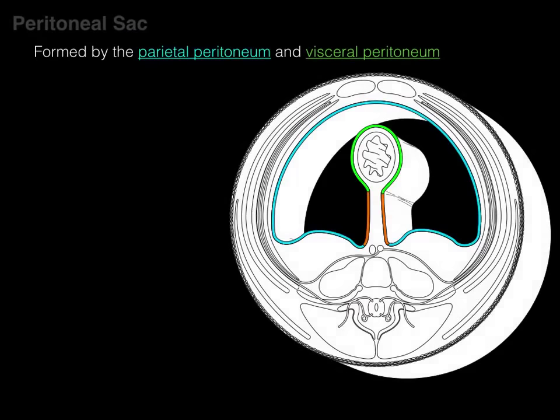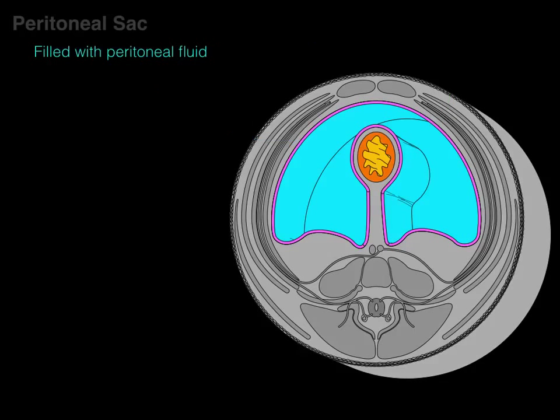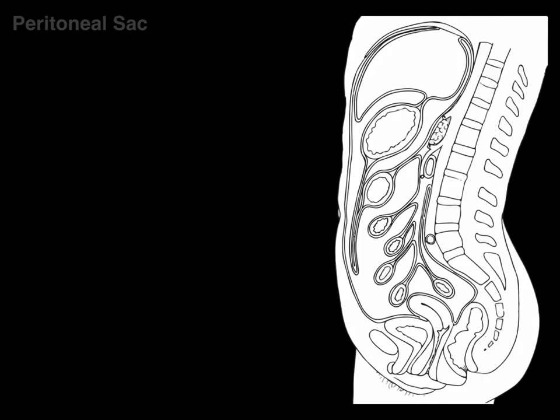Okay, so let's talk about the peritoneal sac. The peritoneal sac is formed by the parietal peritoneum in blue and visceral peritoneum in green. And it's the space between it, or basically the sac is formed by those. And it's filled with peritoneal fluid. Now, here we have in the sagittal section the following. There's our liver, and there's our stomach, and there's the pancreas and the duodenum, and there's the transverse colon, and those other 5 green circles are the small intestine.